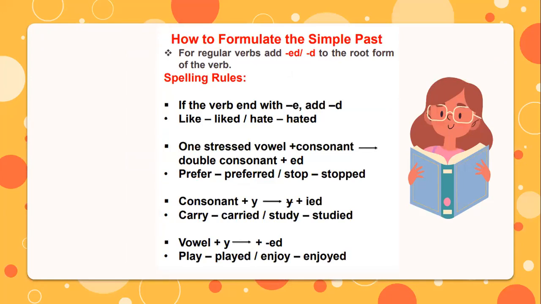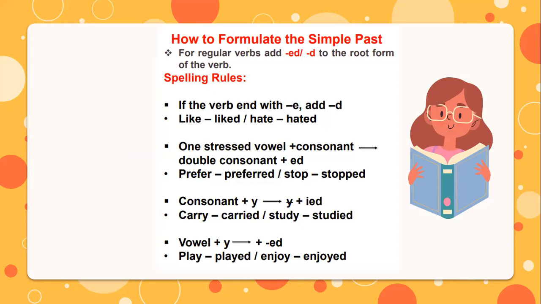What's the formula for the past simple tense? For regular verbs, we only add D or ED to the root form or the base form of the verb. Let's look now at the spelling rules. So if the verb ends with an E, I only add D. So I do not need to add another E. Like the verb like, it becomes liked, so I only add D. Or hate, hated, I only add D.